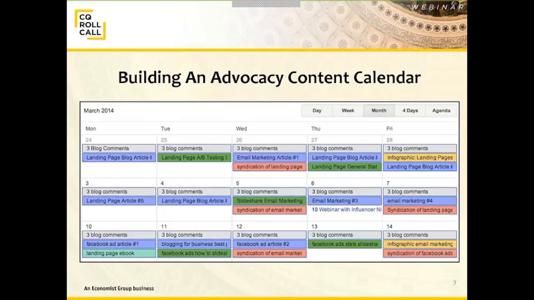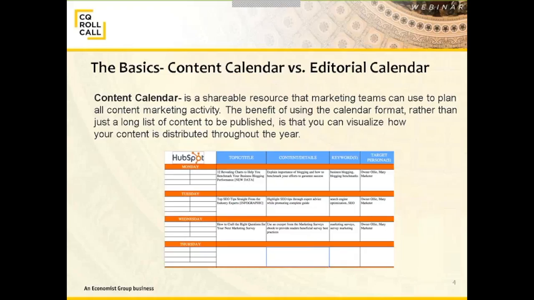As you can see on screen, here's an example of something that was just mocked up in Google that describes the different content pieces, from blogs to infographics to landing pages. We'll get into the details more as the webinar goes along. So the basics: a content calendar versus an editorial calendar. They're very similar but somewhat different, and I think the distinction is important to note.